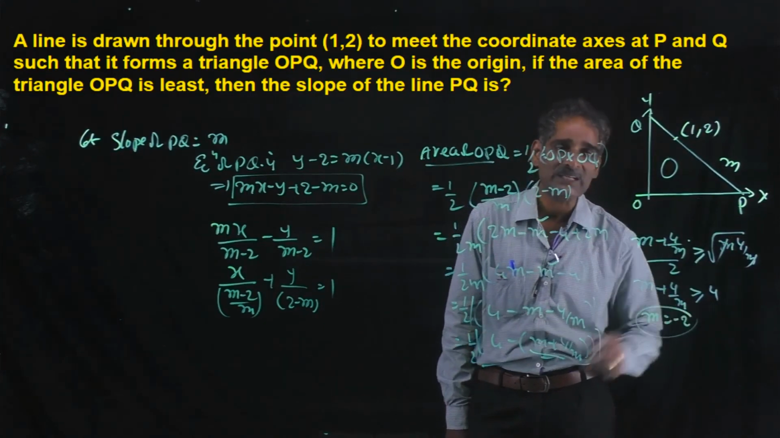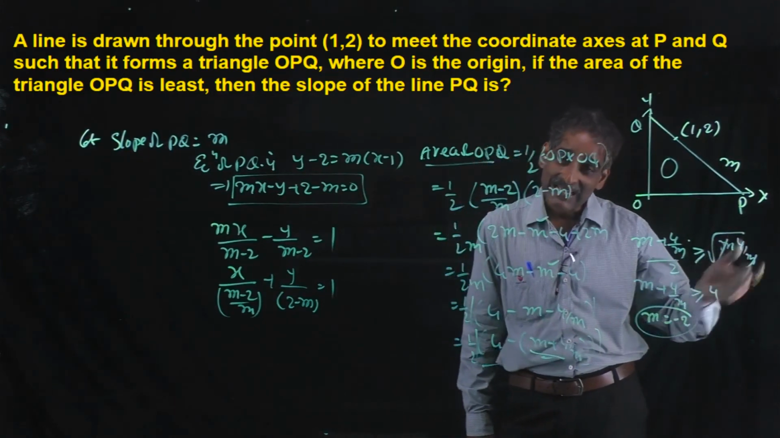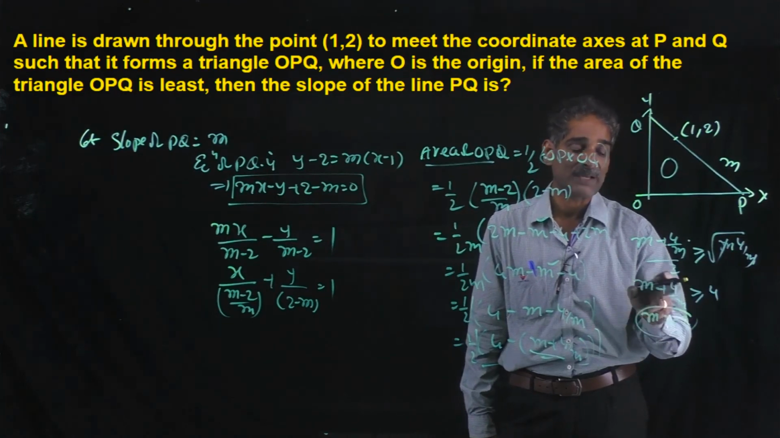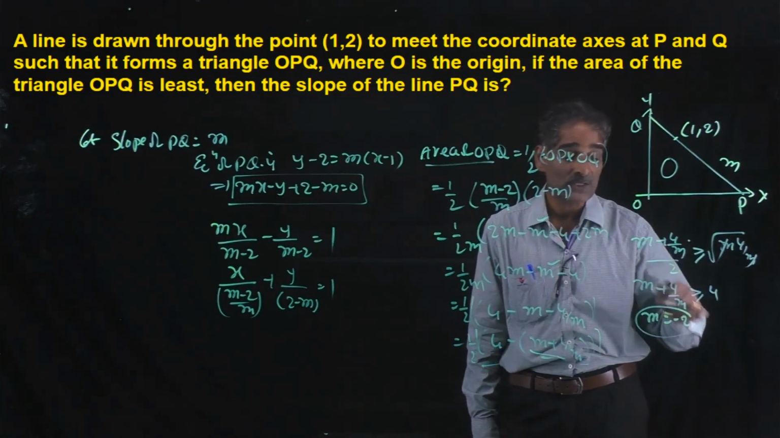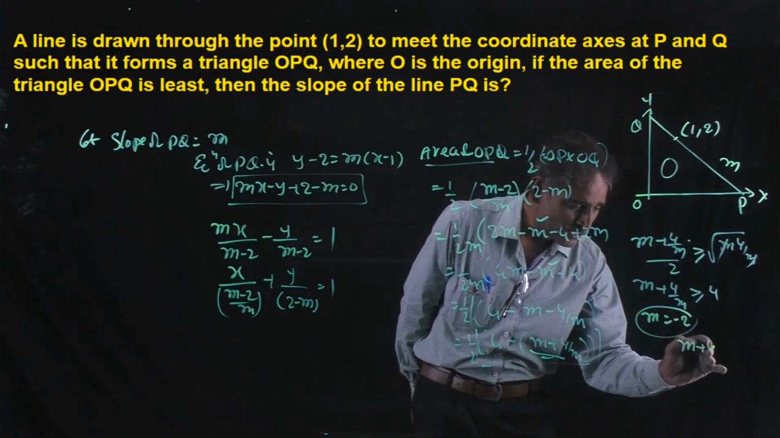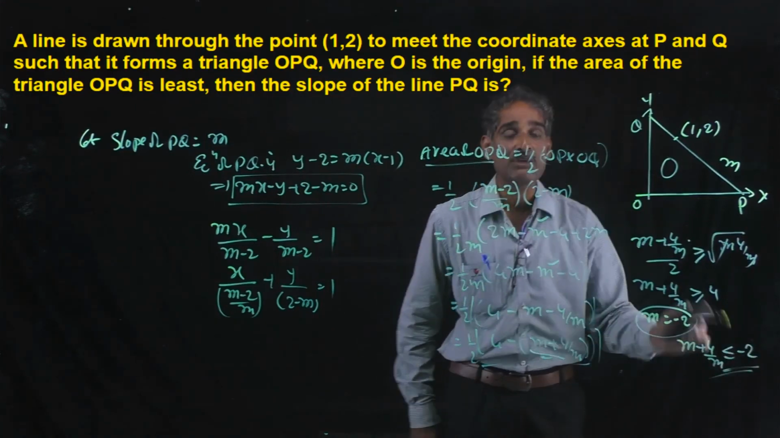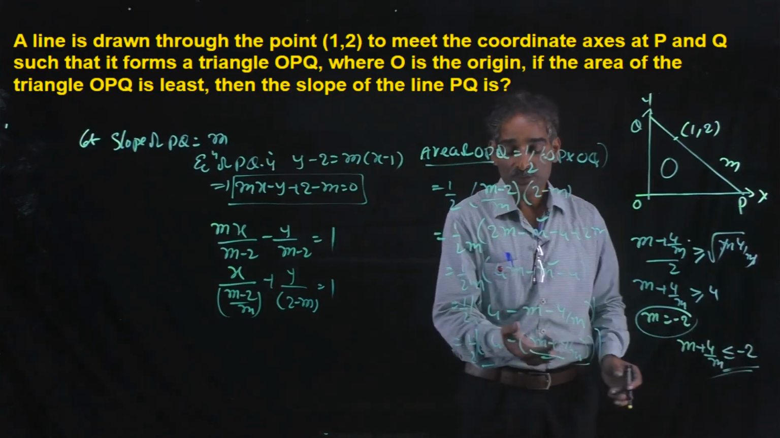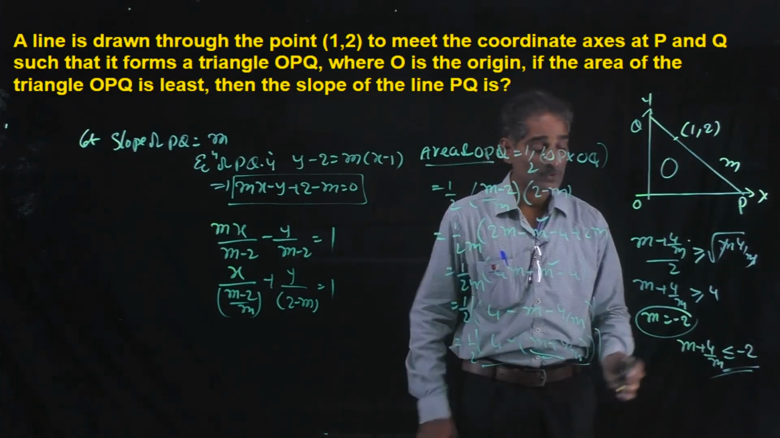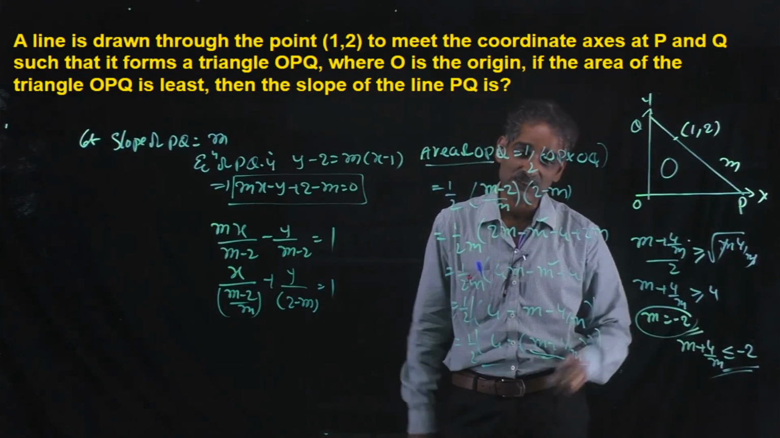If you take minus 2 for a negative value, the slope is negative. So this is less than or equal to minus 4. If m is negative, m plus 4 by m is less than or equal to minus 4. In case of this, it is the maximum value. If you put a negative value, at the maximum value here, you will get the minimum value. So now the m value is minus 2, the slope of the line is minus 2.